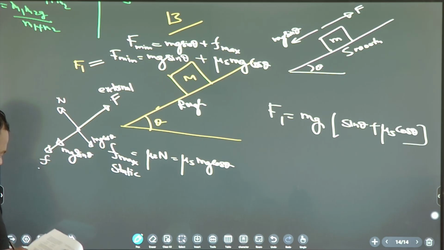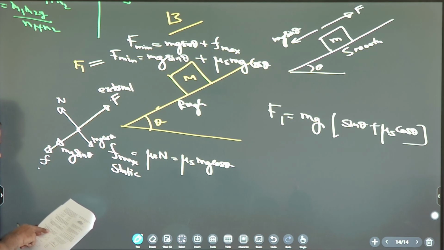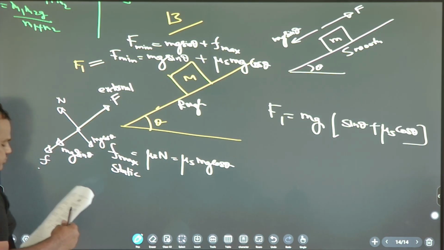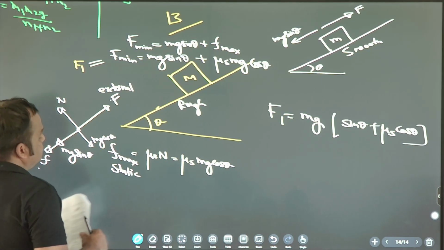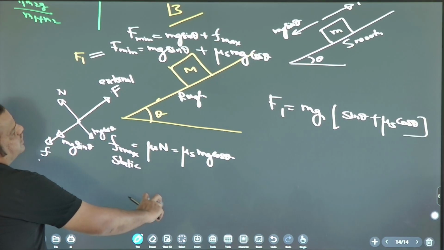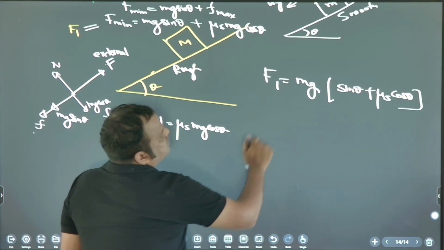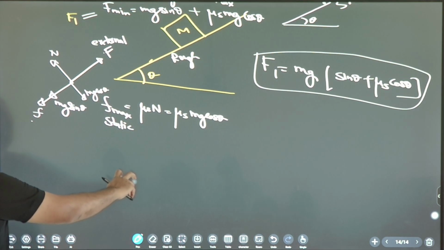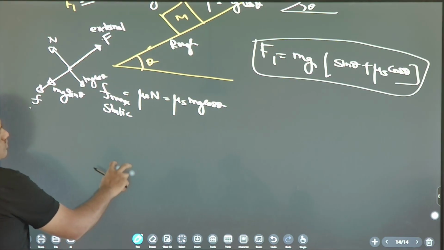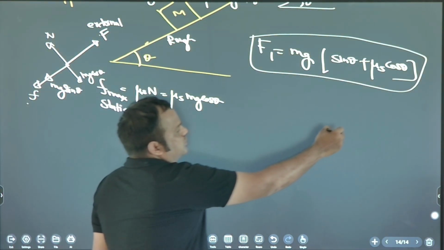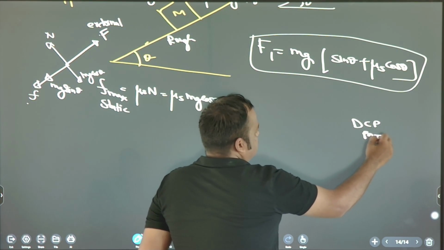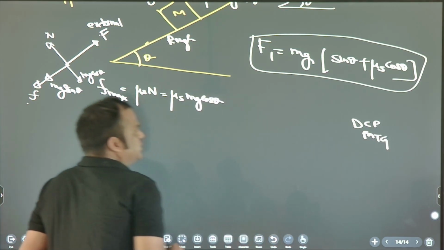Now what is F2? F2 is the minimum force needed to prevent it from sliding. Okay, so this is F1. Now we will see F2. These questions are given in DC Pandey also. DC Pandey, it is given in all books. MTG also, all books it is given. Cengage, Errorless.